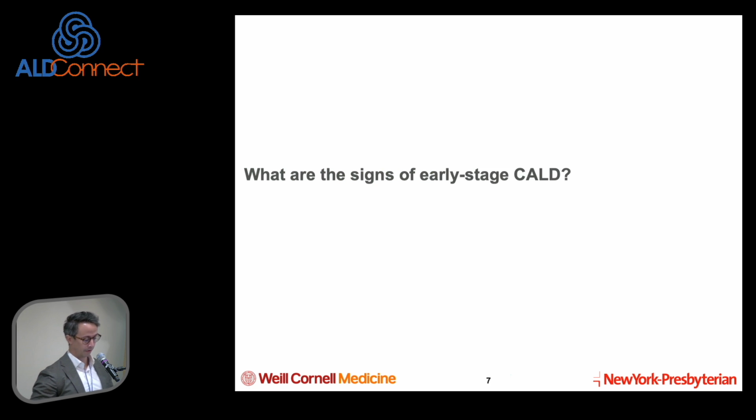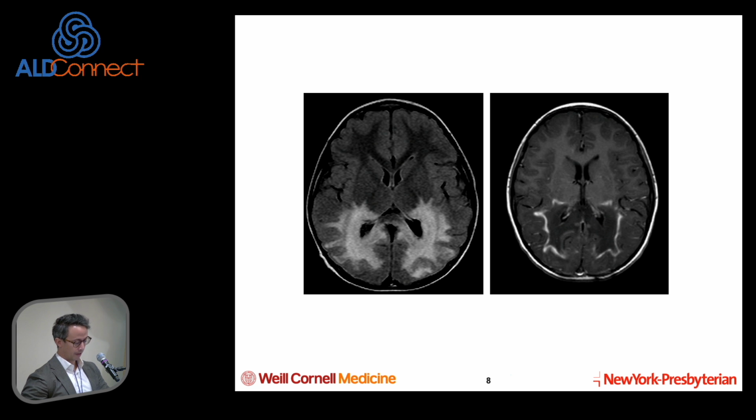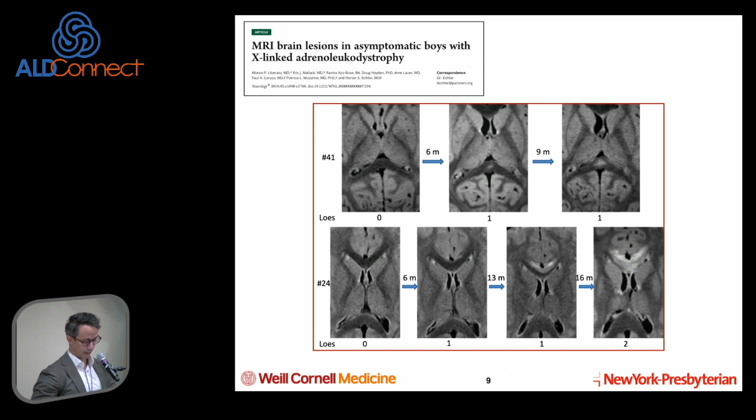So this is a bit of a review, but what are the signs of early stage cerebral ALD? Many people have seen slides like this. This is the classic posterior parietal occipital lesion on T2 on the left, and then on the right is the T1 post-contrast image with that garland of ring enhancement indicating that there is cerebral inflammation. So that's advanced disease. We don't want to capture disease there. We want to capture disease here.